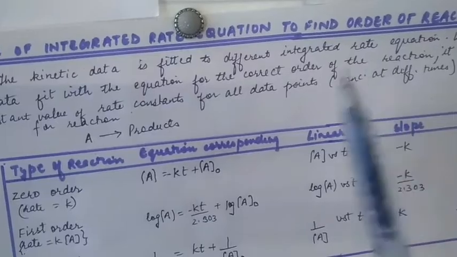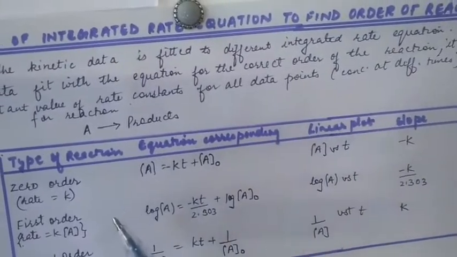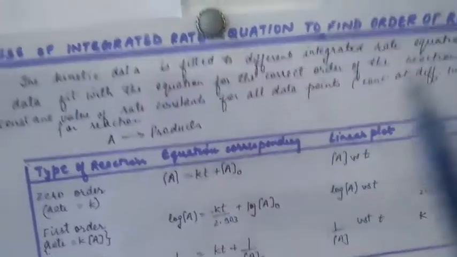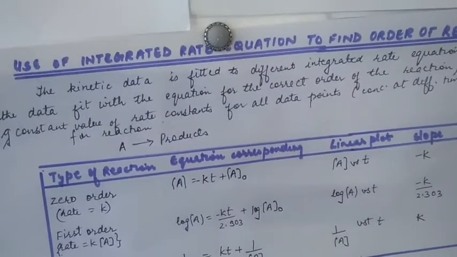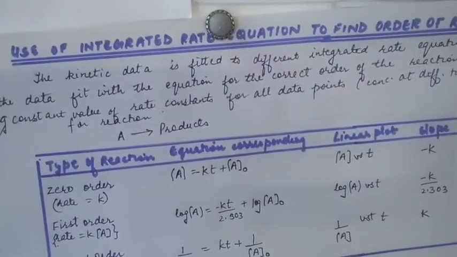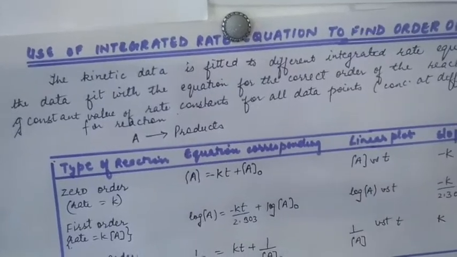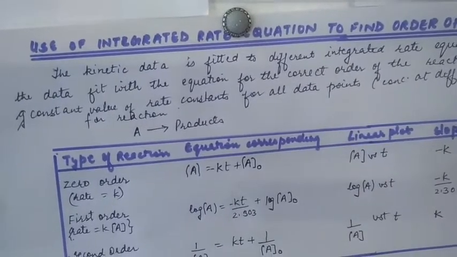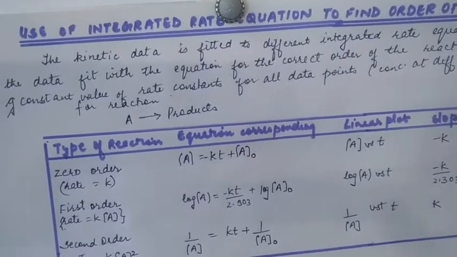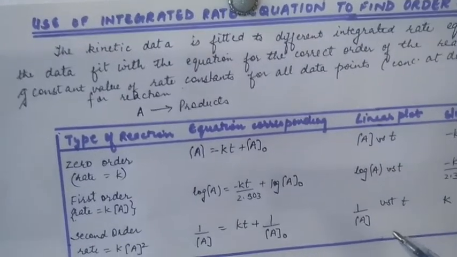So if you get data where you have concentration at different times, you fit that data into, say, the rate law expression for a first order reaction, and all the different experiments give you the same value of rate constant, then that means the reaction is a first order reaction.